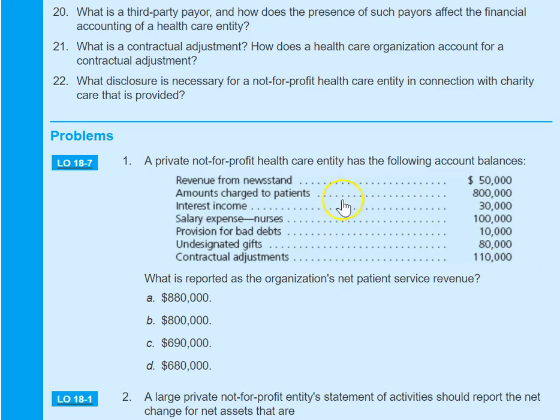That means they actually charged their patients $800,000, but you need to subtract this 10,000 and this 110,000. That means 120,000, and you will have this 800,000 minus this 10,000 minus this 110,000. So your net patient service revenue will be 680,000.